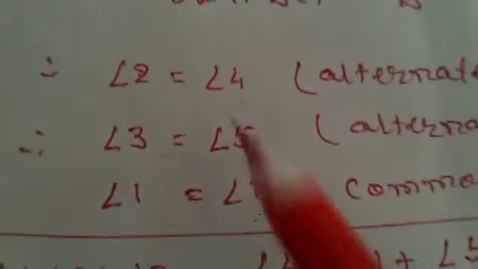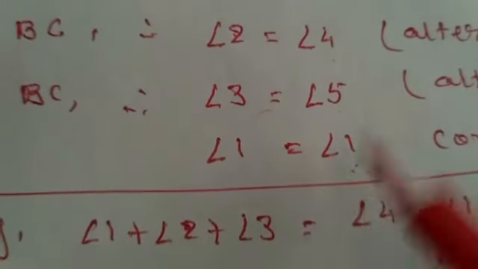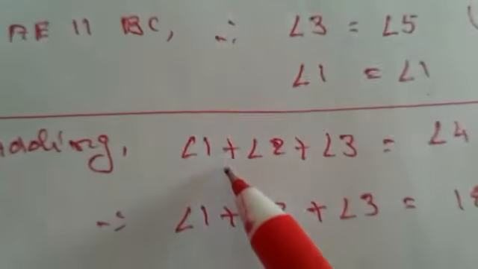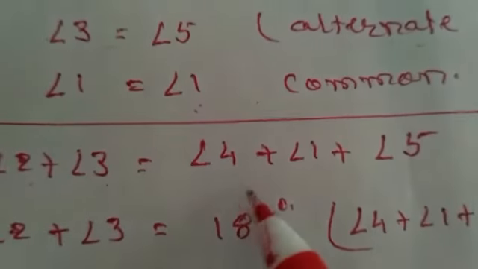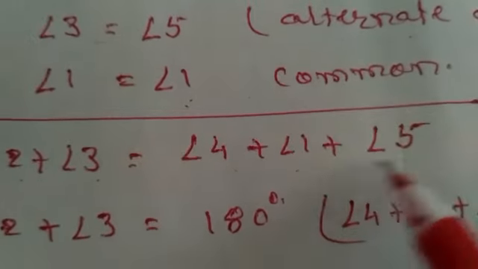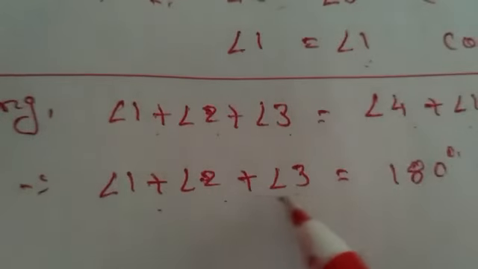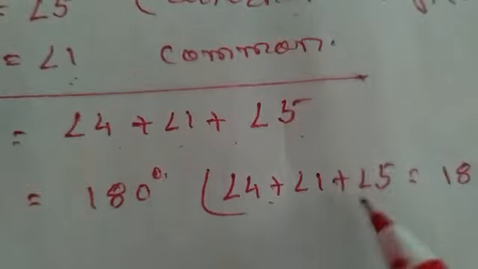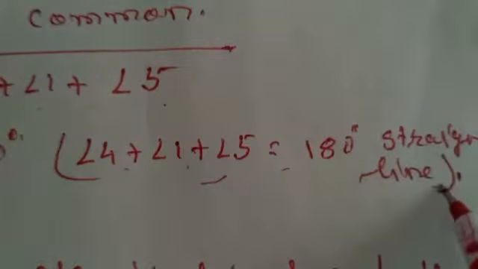Now you add these three equations. So when it is added left side to left side and right side to right side, then we get, on adding, angle 1 plus angle 2 plus angle 3 is equal to angle 4 plus angle 1 plus angle 5. So this angle 1 plus angle 2 plus angle 3 is equal to 180 degrees, because angle 4, angle 1 plus angle 5 is also 180 degrees due to angles on a straight line.